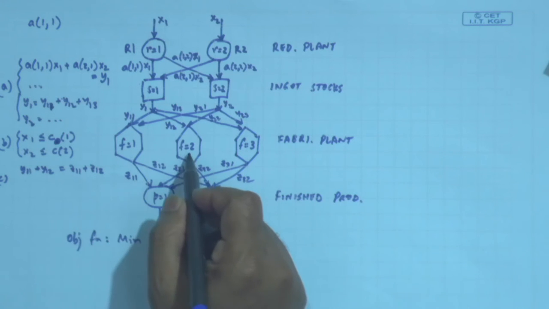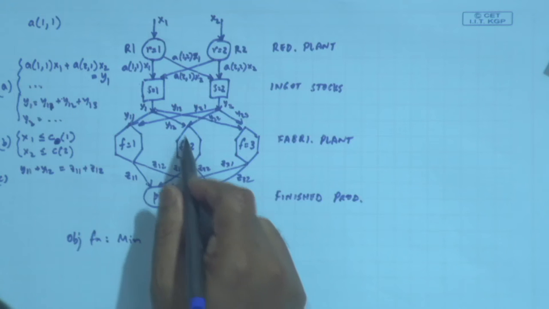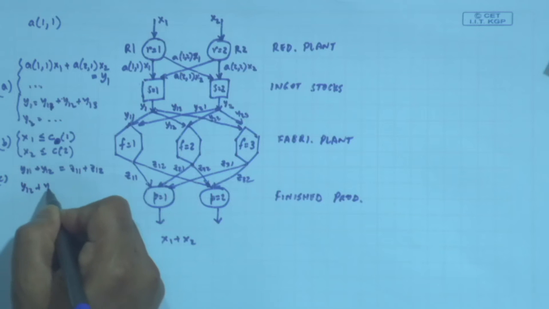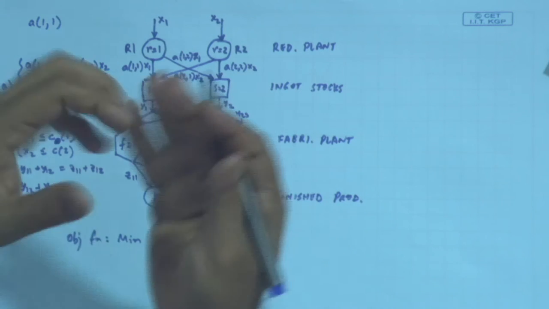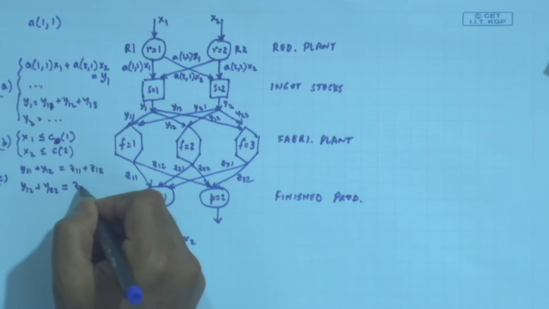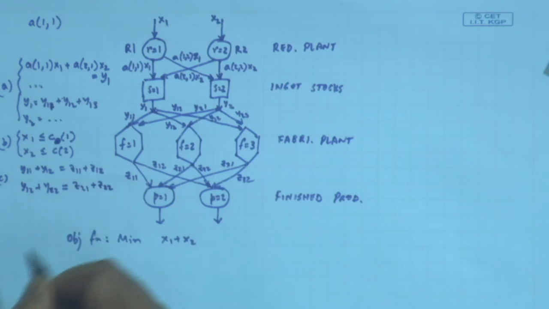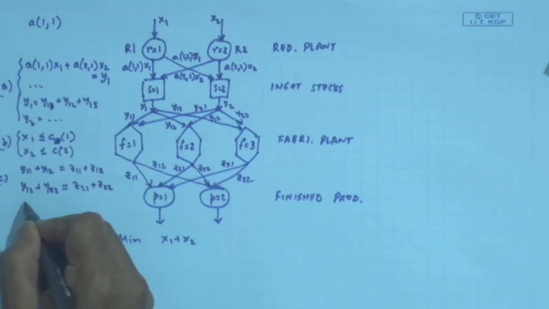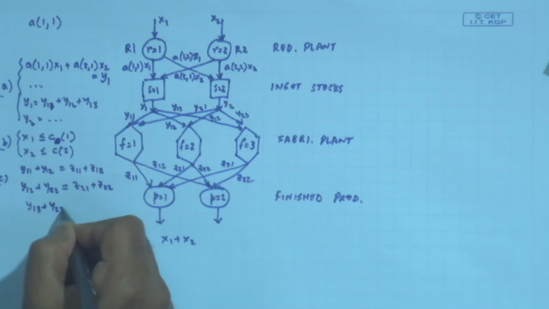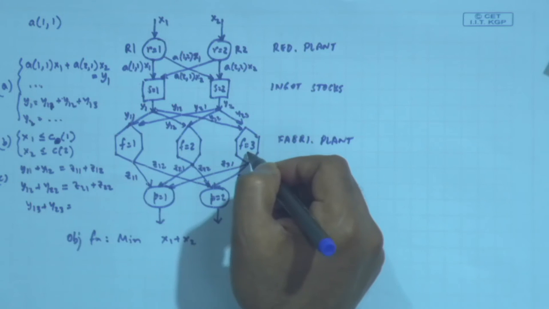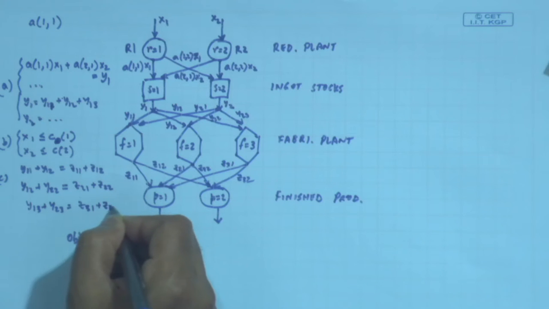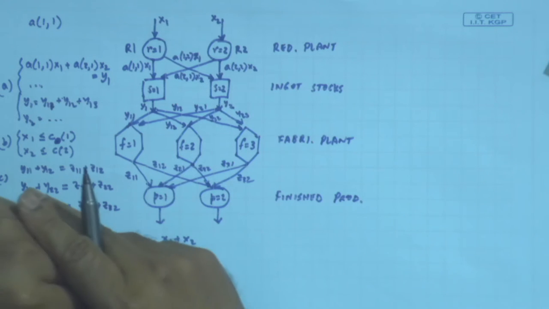We write for the fabricating plant 2 now. Okay, so what is the net coming to fabricating plant 2? Is Y12 plus Y22 equal to what? Whatever is going out. All this is saying is there is no loss in these fabricating plants. And then the third one is Y13 plus Y23 equal to, that's the net thing coming to F3, and going out is Z31 plus Z32 from the F equal to 3. Is there any confusion?